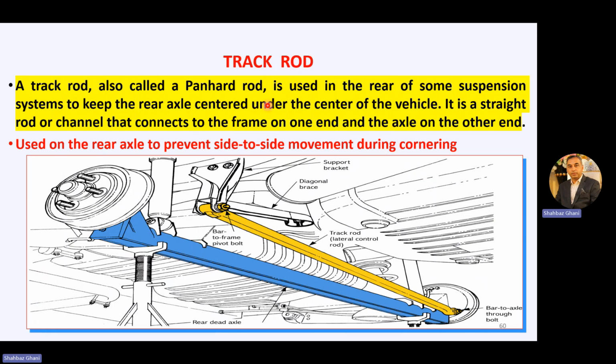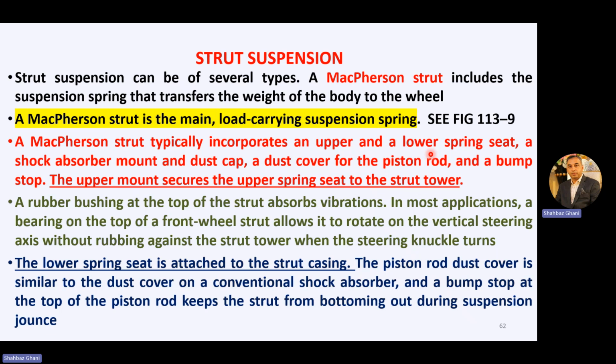Then the last one was the track rod or the panhard rod, which is used in the rear of the suspension of the vehicle. It is used on the rear axle to prevent side-to-side movement during cornering. So now, coming towards the last part of the chapter, the 4th part of the suspension system, we talk about a few specific suspension systems which are used in a vehicle.